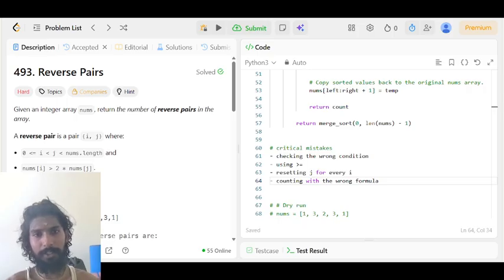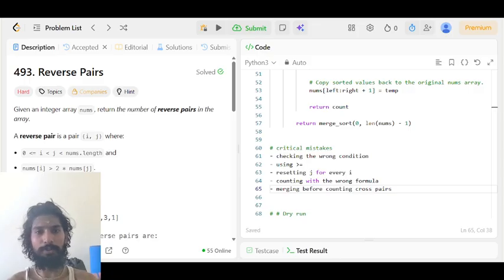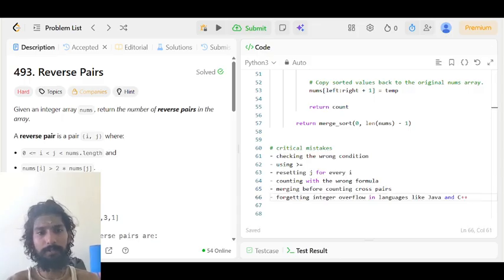The fifth mistake is merging before counting cross pairs. We should count cross pairs first, while the left and right halves are separately sorted. Then we merge them. The sixth mistake is forgetting integer overflow in languages like Java and C++. In Python, integers are safe, but in Java or C++, 2 times nums j can overflow. So there we should use long or long long.